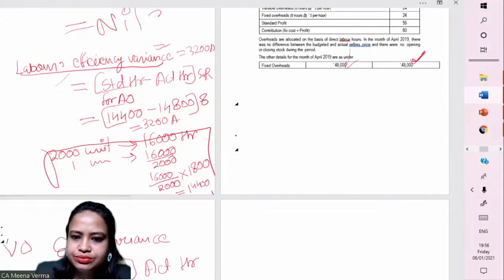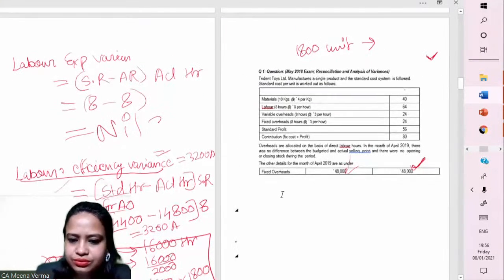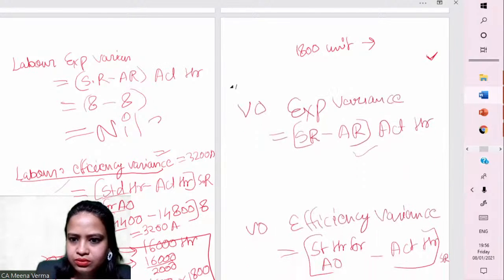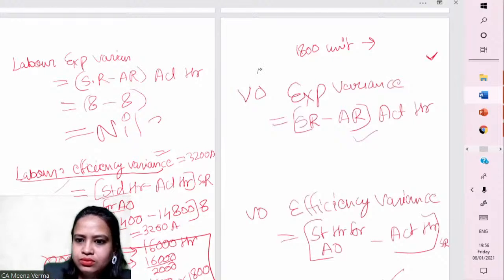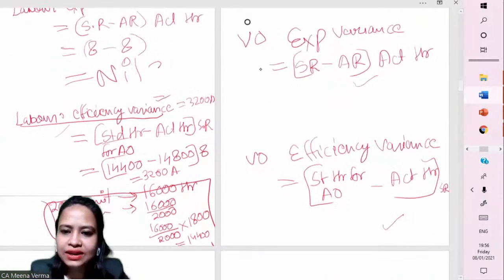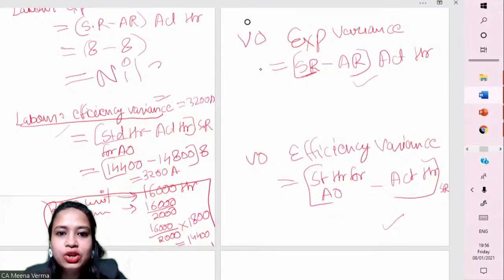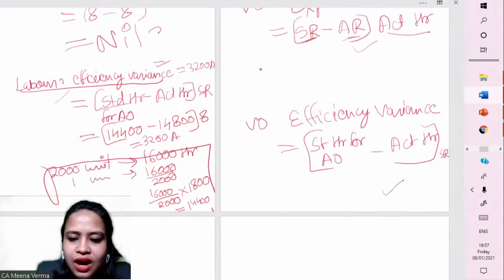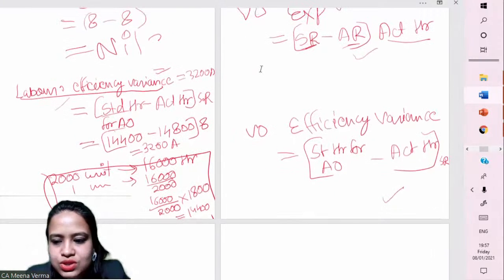Do this. Find the variable overhead expenditure variance. You have to calculate the standard rate. Rate is variable overhead cost per hour. Similarly, actual rate per hour into actual hours. Similarly, you have to find the standard hours for actual output and actual hours into standard rate.